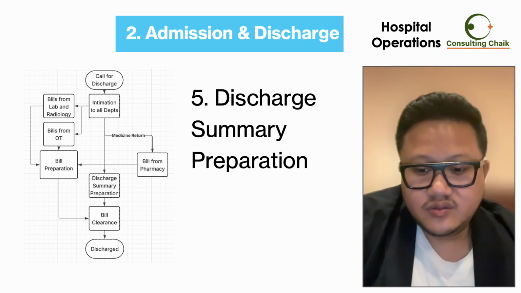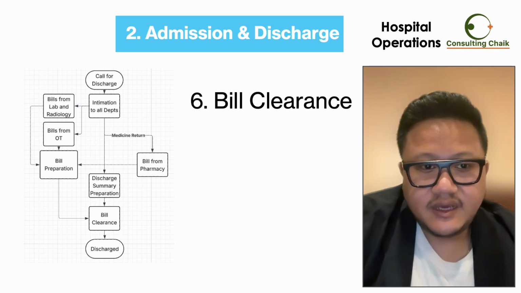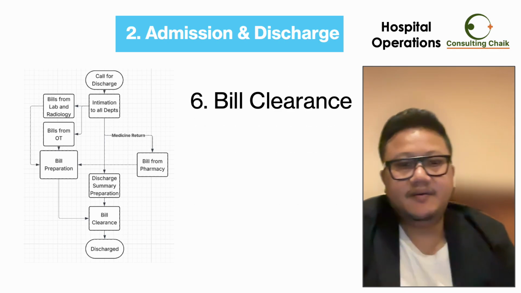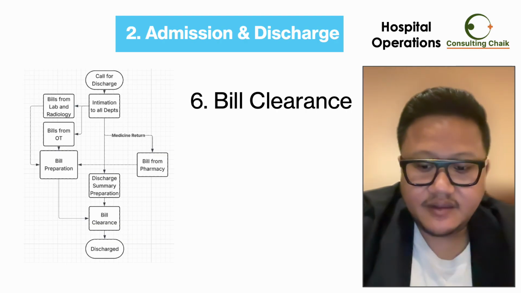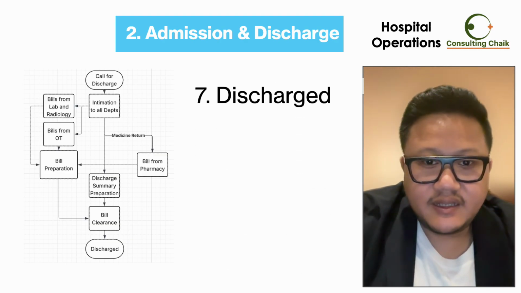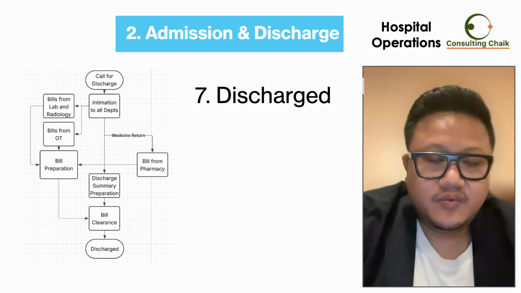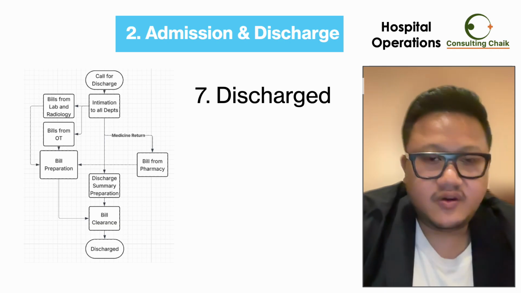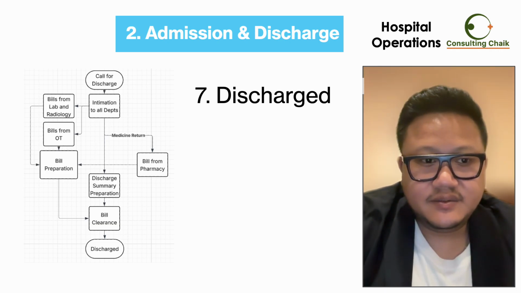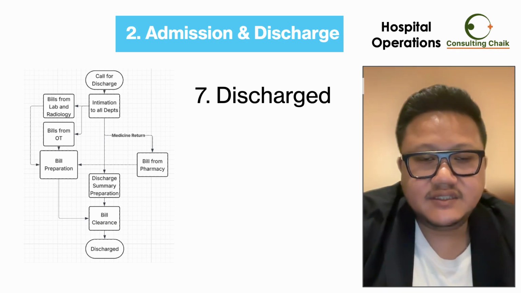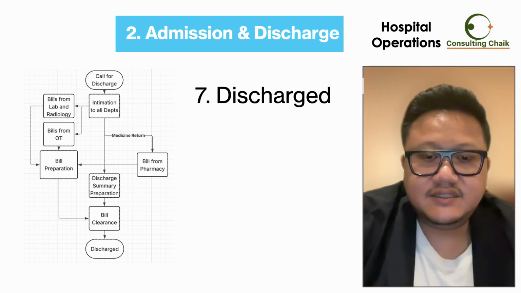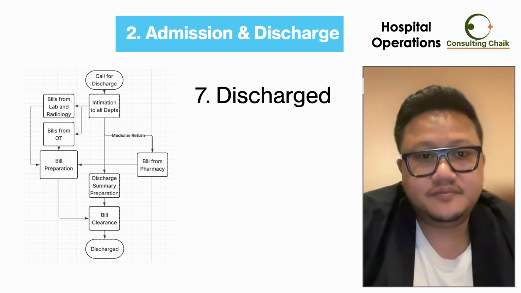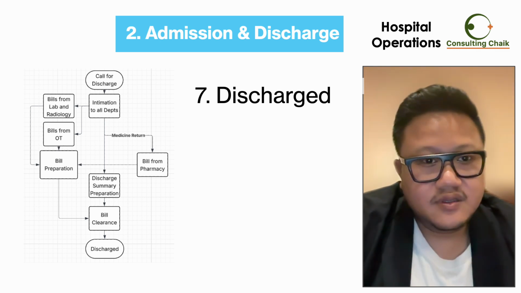So they prepare the discharge summary, and once the bill is prepared and cleared, then they get discharged. With the discharge summary, they take a signature in the discharge summary from the patient or the attendant, and then the patient is discharged. This is for a simple discharge, cash discharge. Insurance discharge is much longer than this.